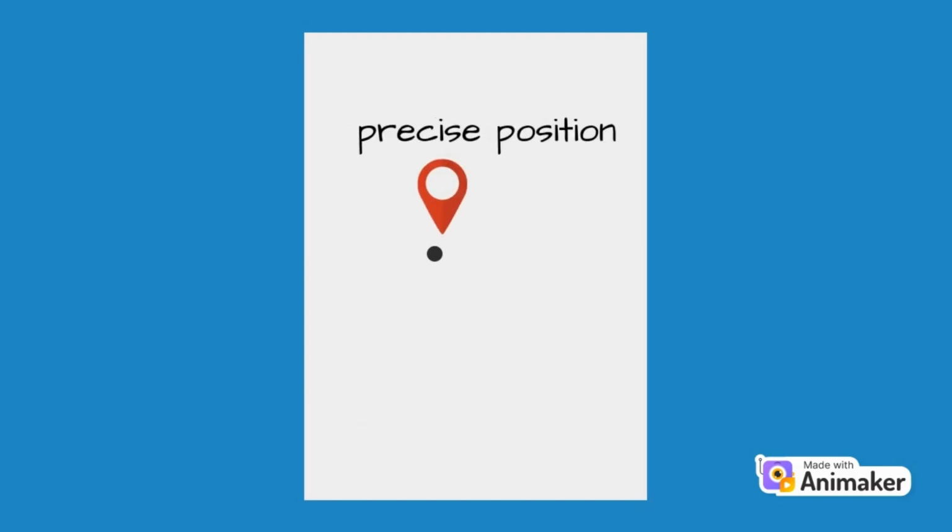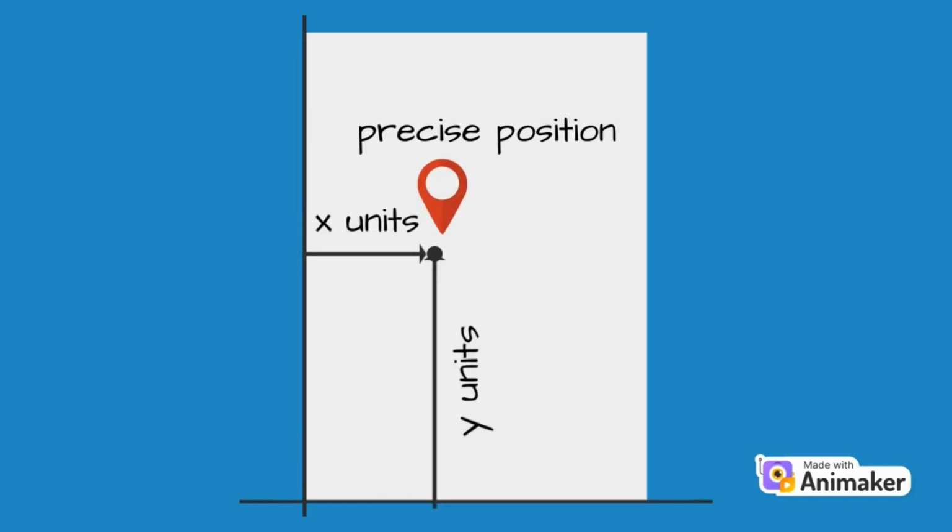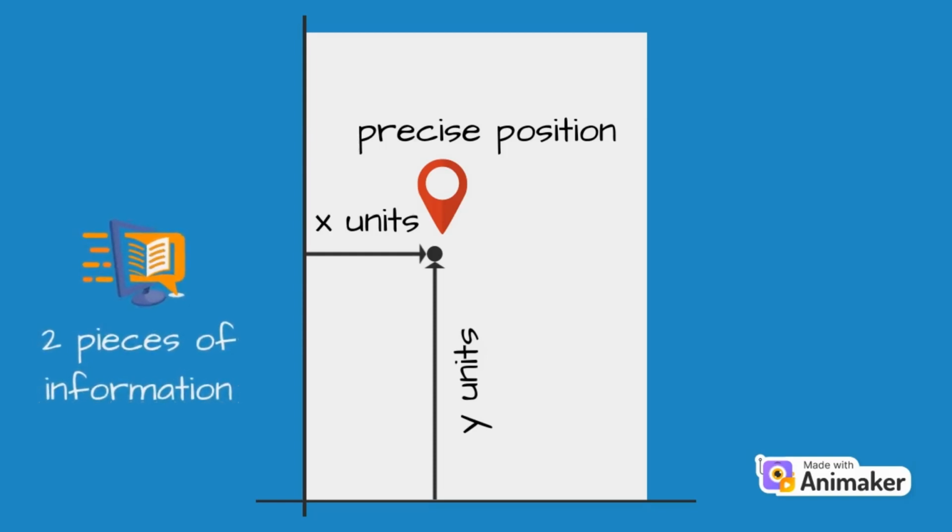Similarly, if you put a dot on a piece of paper, to know the precise position of the dot on the paper, you need to know how far it is from the left edge of the paper, and how far it is from the bottom edge of the paper. So, you need 2 pieces of information.